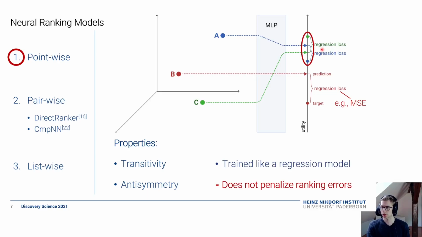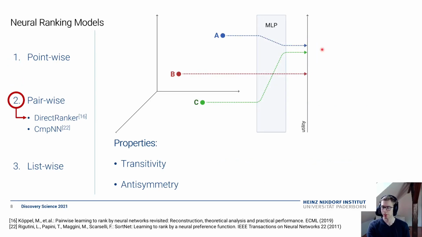This problem is overcome by the so-called pairwise ranking approaches. One of these ranking models is called DirectRanker, which is a generalization of the maybe more well-known RankNet architecture.